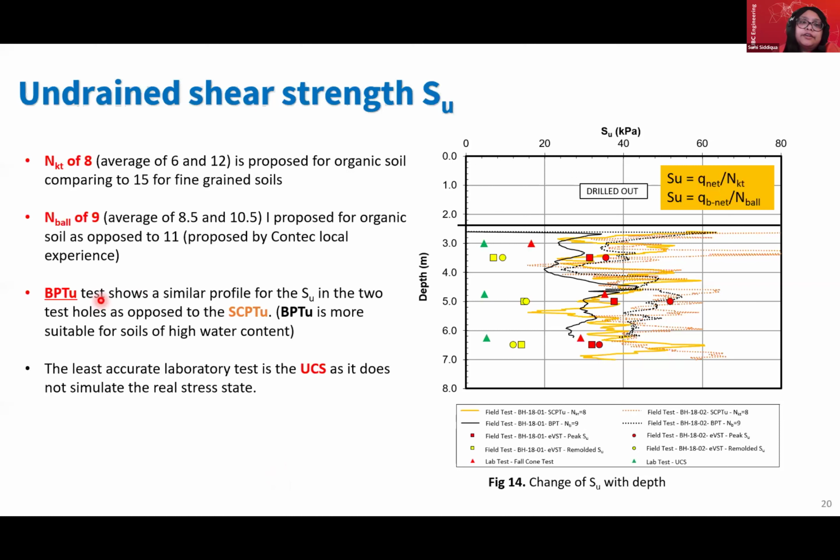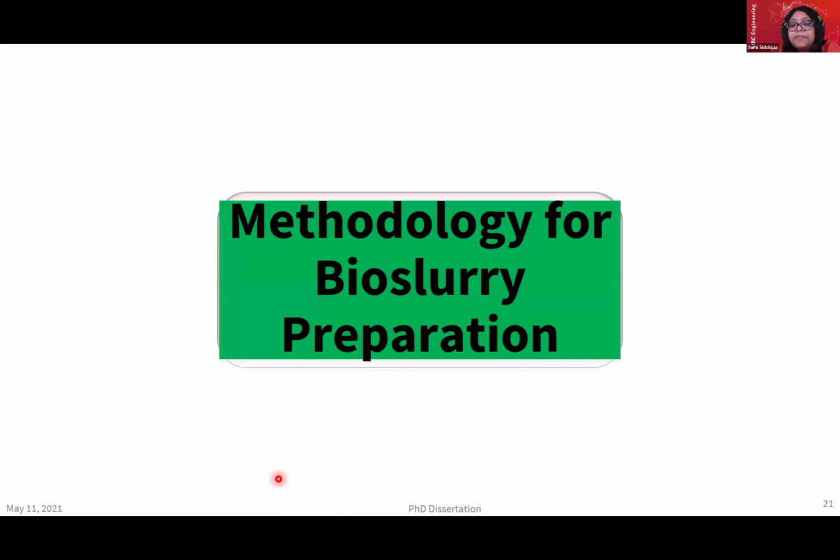That's another observation from this field test data, looking into the ball penetrometer test and the seismic cone penetrometer test. We have come to a conclusion that the ball penetrometer is better when you have higher water content. The least accurate laboratory test is the UCS data. It doesn't simulate the real stress state of the soil. The Falcon laboratory test showed a good agreement with the SCPTU data from the field.